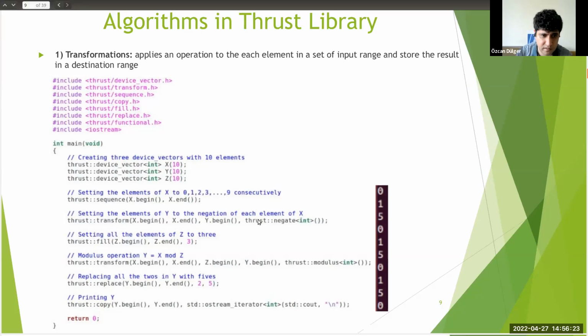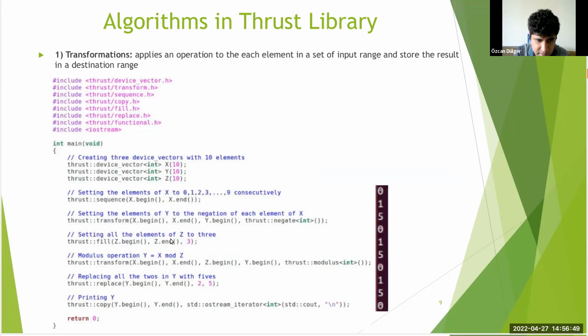Okay, that is the transform function. And there is a fill function. The value 3 will be set to the given range of z. So the first element of z and the last element of z are given as the parameters. All of the values of z will be 3 after the fill operation.